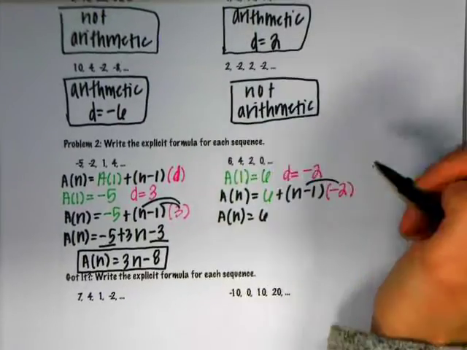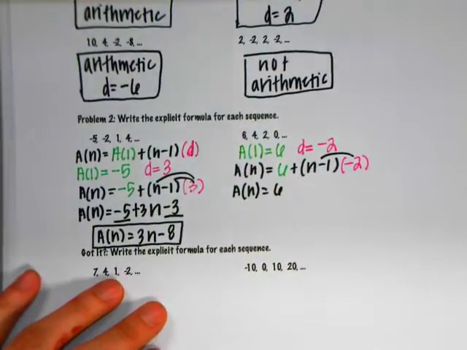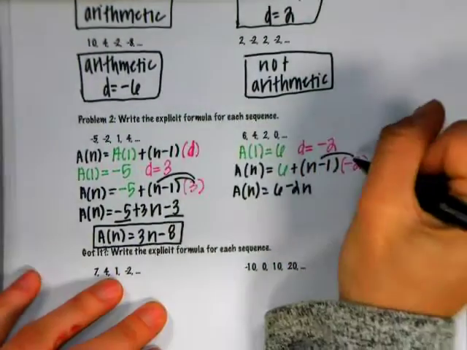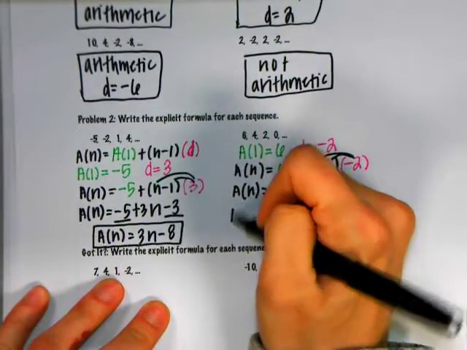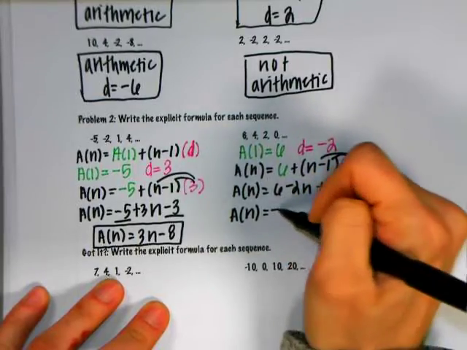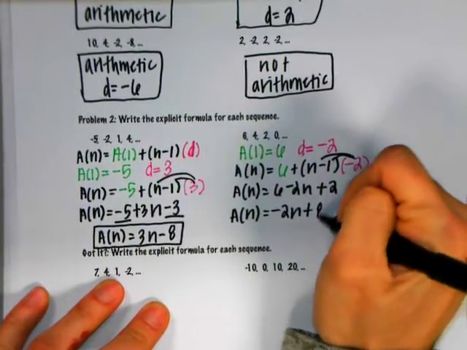What's -2 times n? -2 times -1. And combine like terms. So -2n plus 8.